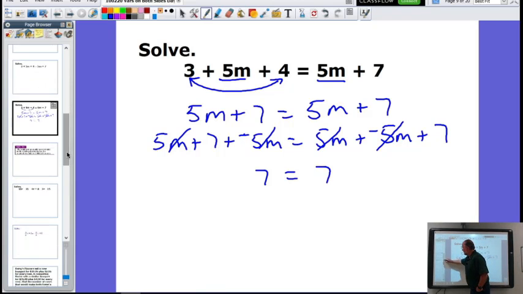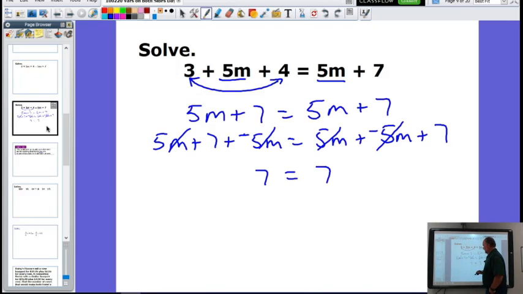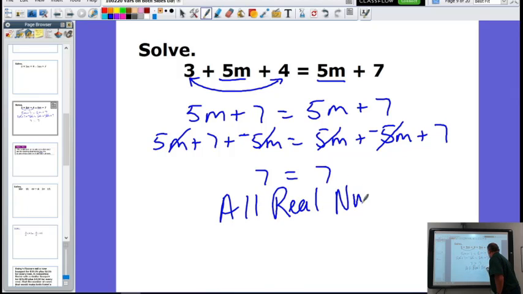So what happens when we have a true statement? Well, it says if the variables are eliminated in an equation and the resulting statement is true, then the equation has a solution of all real numbers. So to finish this one out, 7 equals 7, you just write all real numbers, because every number I put into M will work. Okay, and we'll make that a true statement.